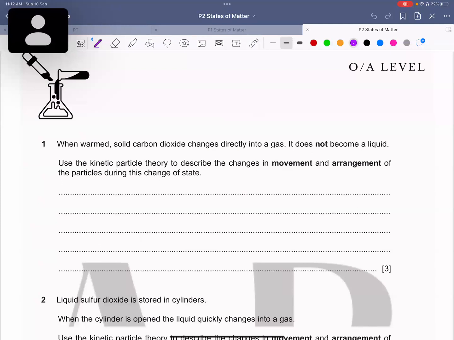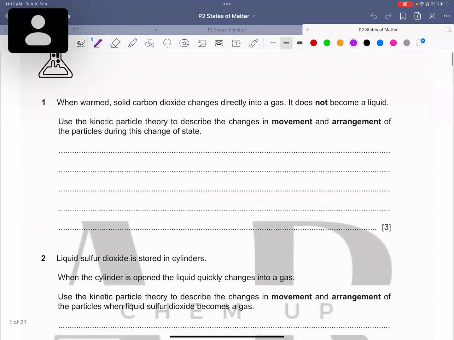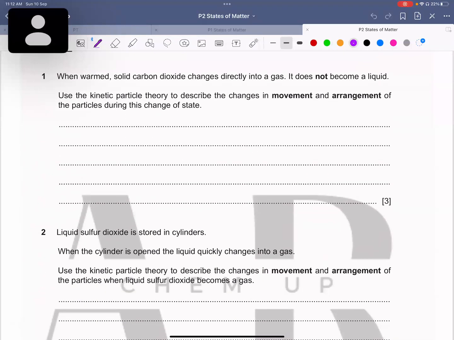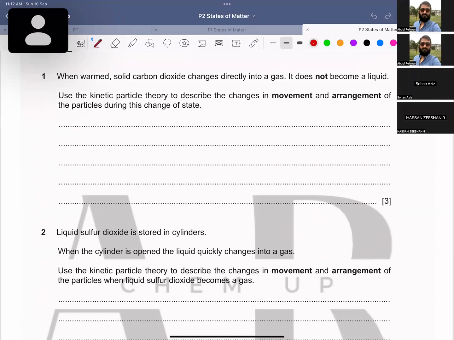Okay, so we are going to start with the past paper questions of kinetic particle theory or states of matter. Let's have a look at the first question.